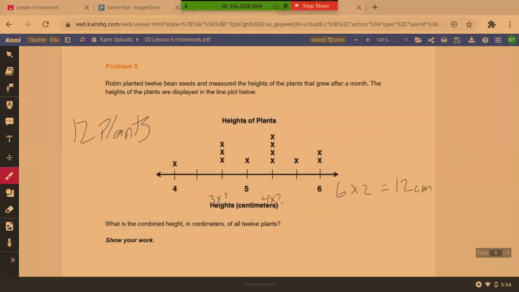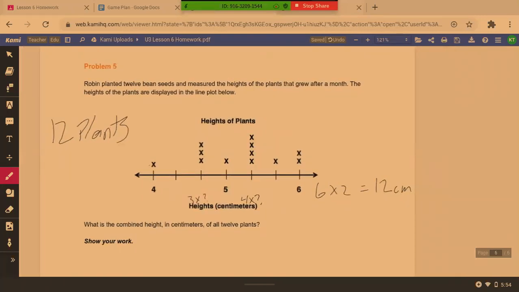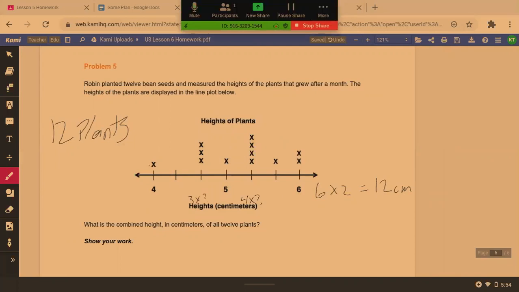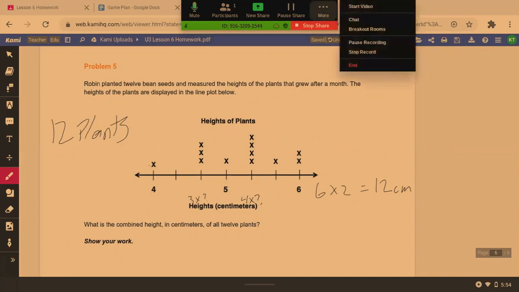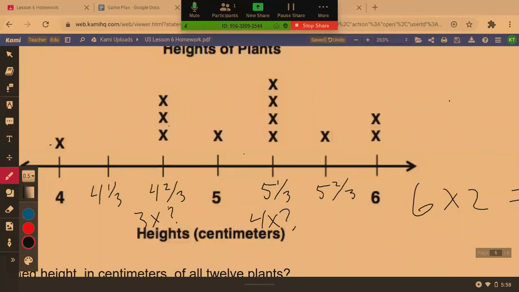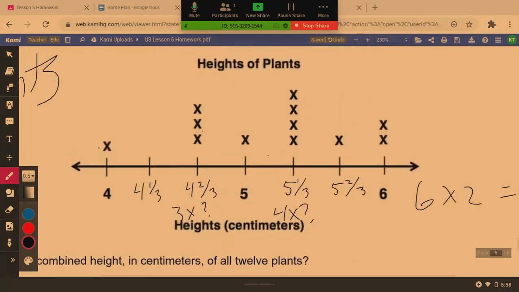So I'm going to zoom out and see if y'all can solve this number line plot. Press play when you're ready to go. Okay. Hopefully this is the answer that you got.